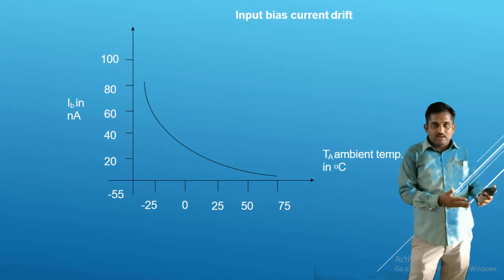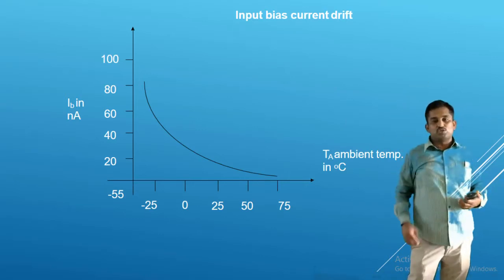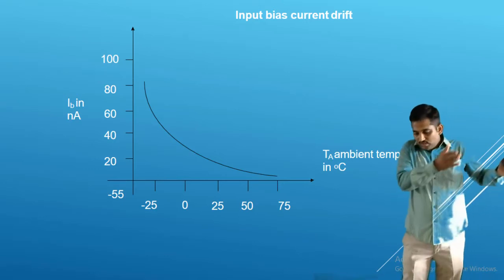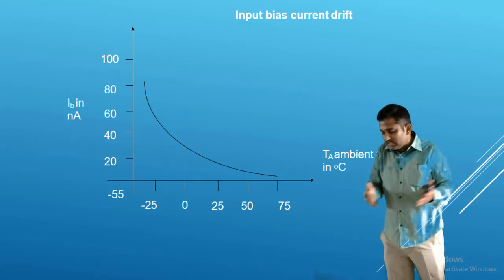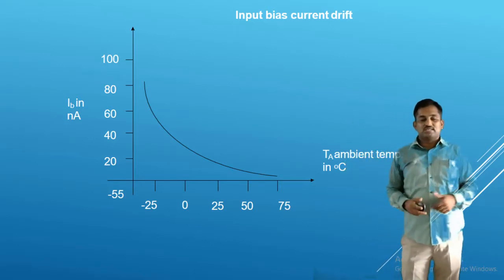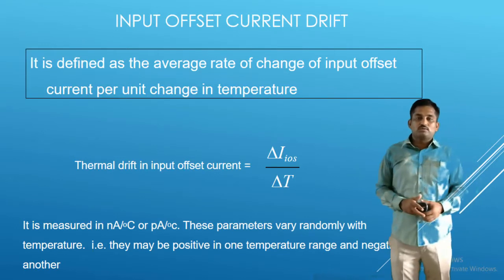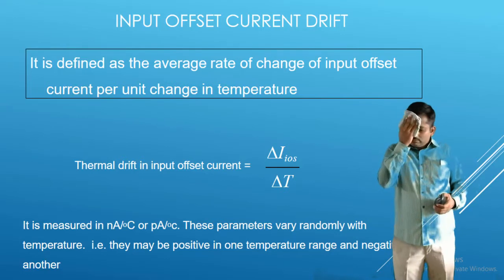If you are increasing the temperature, then obviously the input bias current decreases. At low temperature, the input bias current should be a high value. So when you increase the temperature, the input bias current will decrease.